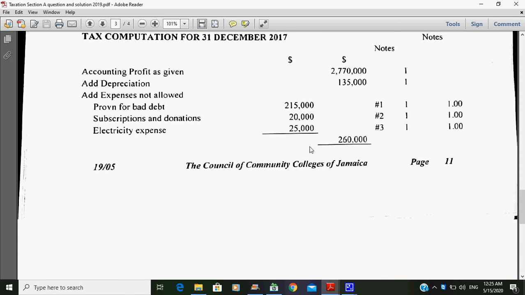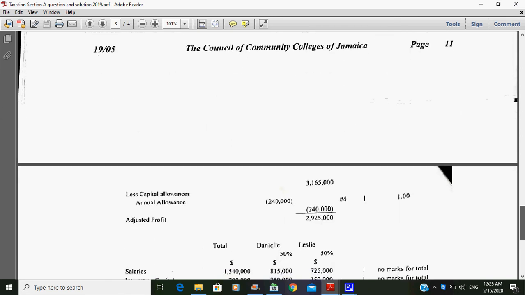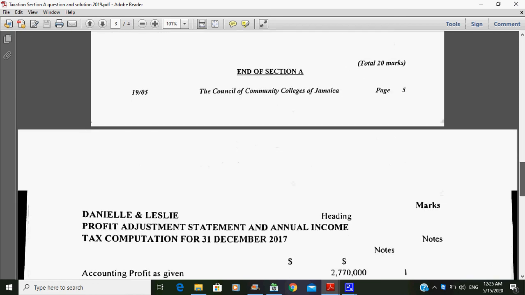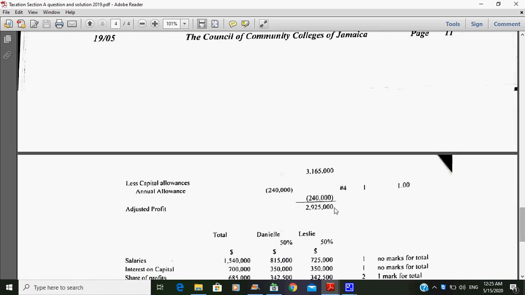Add up all these now, you get 26,000. Add them up to these now, you get your adjusted net profit of, sorry, 3,165,000 right there. Then you would less your capital allowances, and those are 205,000 for 2017, and that will give you now your adjusted net profit of 2,925,000. That's their adjusted net profit. Good. It's a profit which you look to share between the two folks.